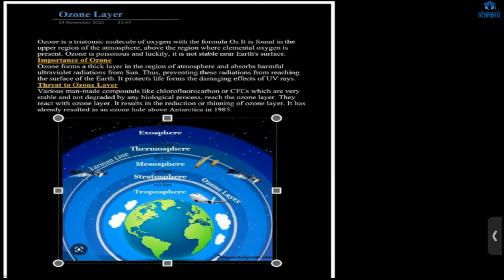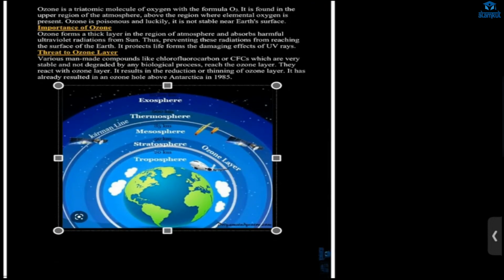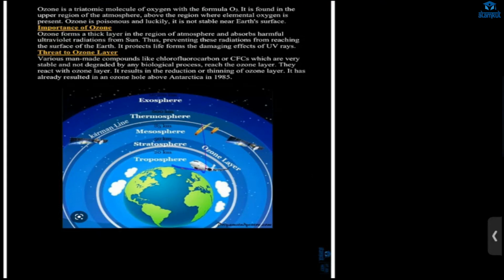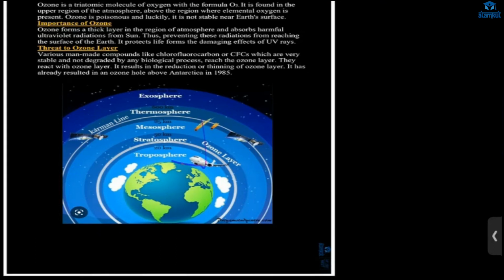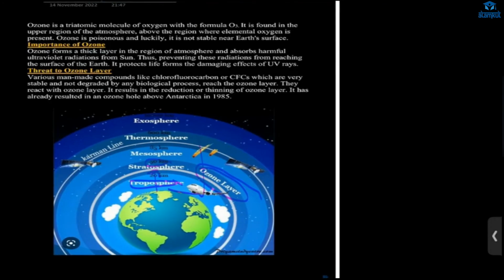Next we have the ozone layer, right? In the atmosphere, there are many layers: troposphere, stratosphere, mesosphere, thermosphere, and exosphere. I think you have learned this in lower classes, okay. So from Earth's surface up to 20 kilometers, that is our stratosphere. Between the stratosphere and troposphere, there is a layer called the ozone layer. It is the thick region, okay.